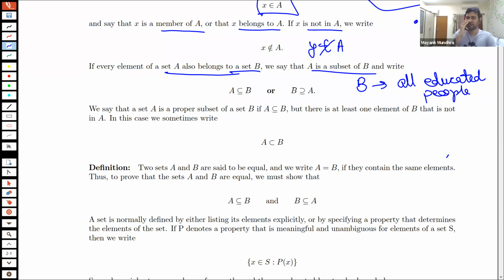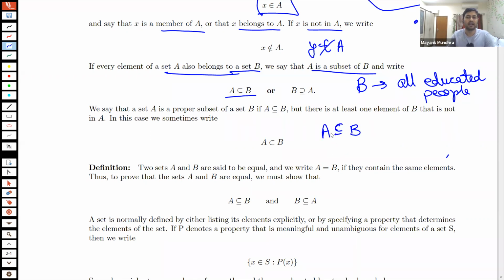Educated is different from literate. Literate is just being able to read and write. Educated is you have got some formal education. So these are all educated people, and so we say that A is a subset of B. A was a set of doctors, so we can say that A is this thing.